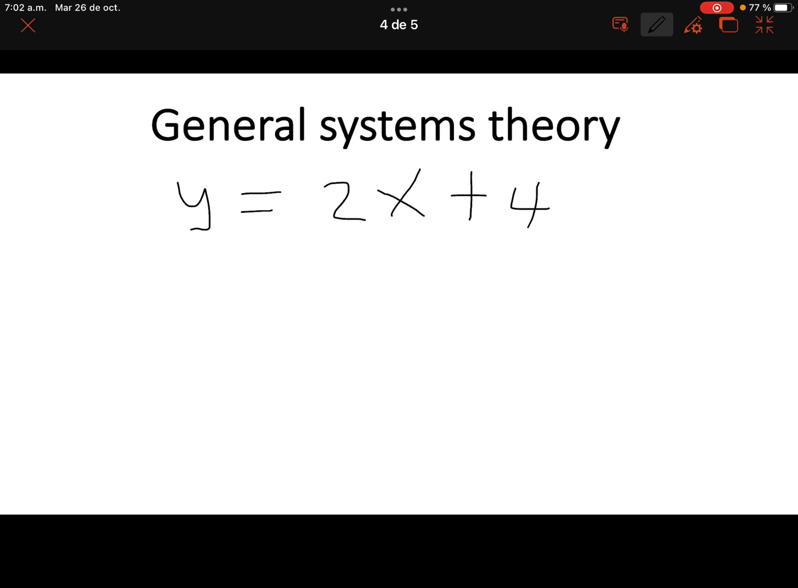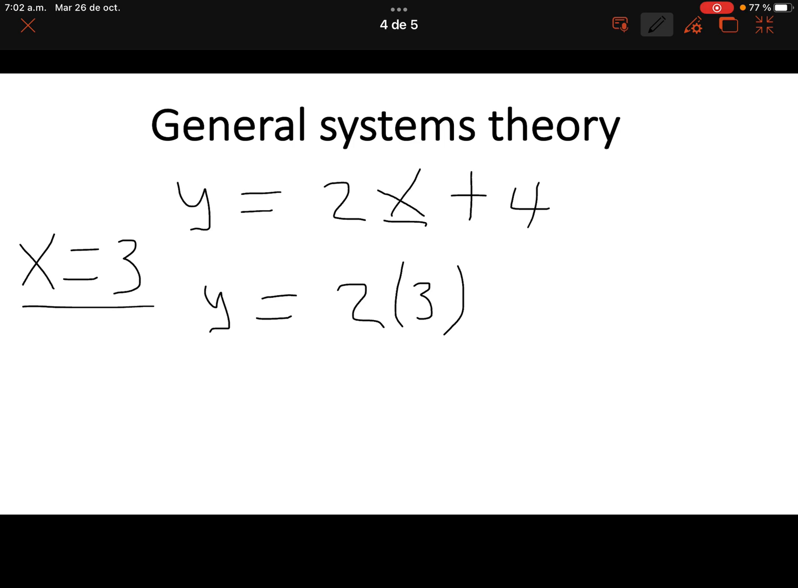Okay, then for example, let's consider this case. What happens in this equation if x is equal to 3? If x is equal to 3, then we have to replace the x value in the equation. Then y is going to be equal to 2 times x, but x is 3, then let's replace 3. We are replacing just x by 3, plus 4 according to the original equation.